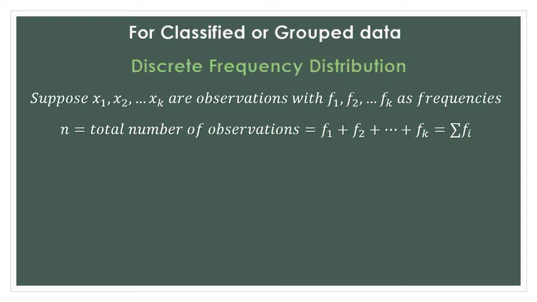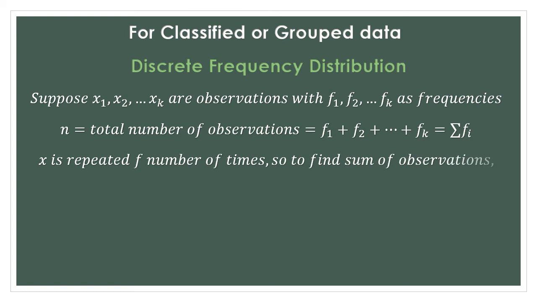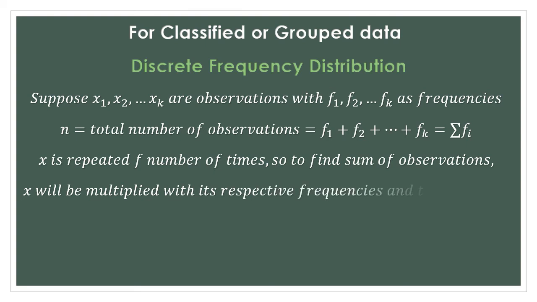So n will be the sum of all the frequencies. So n is equal to sum of fi, that is f1 plus f2 up to fk. So n here will be summation fi. And to find the total of observations, x is repeated f number of times. So to find the sum of observations, we are going to multiply x with its respective frequency and then total.